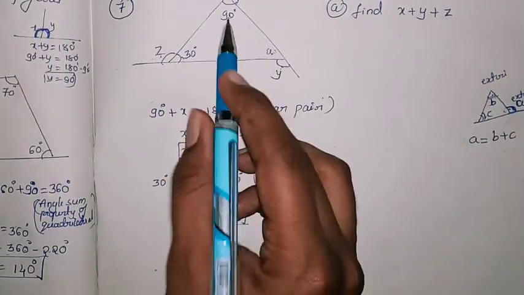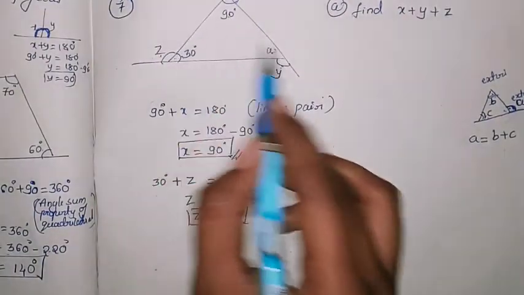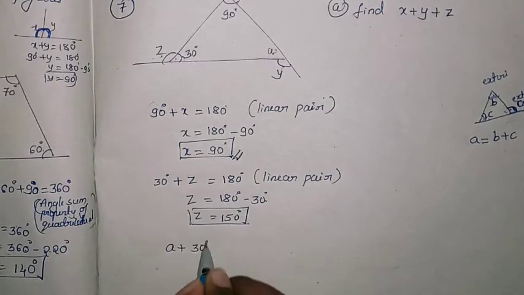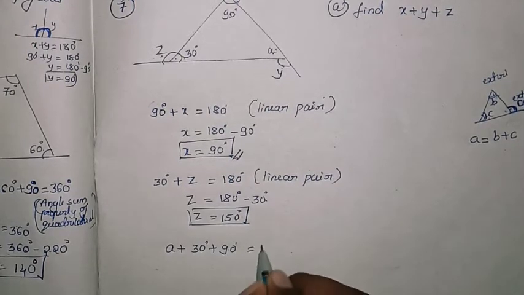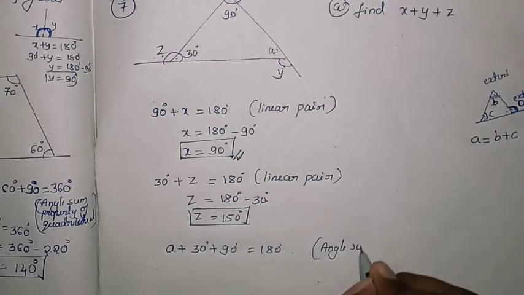And here, as I explained previously, the sum of the angles is equal to 180 degrees. So we'll solve for that only. A plus 30 degrees plus 90 degrees is equal to 180 degrees, because of the angle sum property of a triangle.